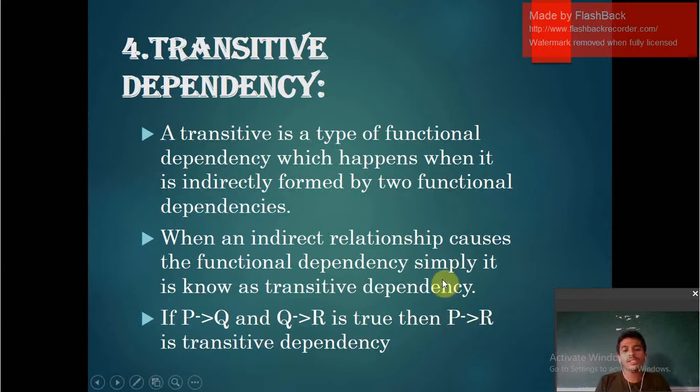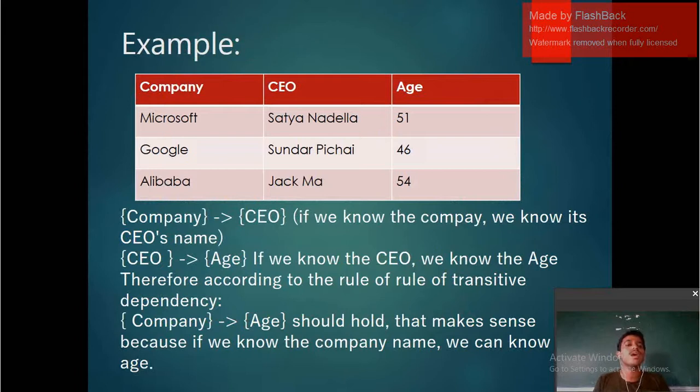So here we can say that it is an indirect relationship, not a direct relationship. This indirect relationship causes the functional dependency. So when we are causing the functional dependency in an indirect form, we can simply say it is a transitive dependency. Okay, let us see an example of the transitive dependency.